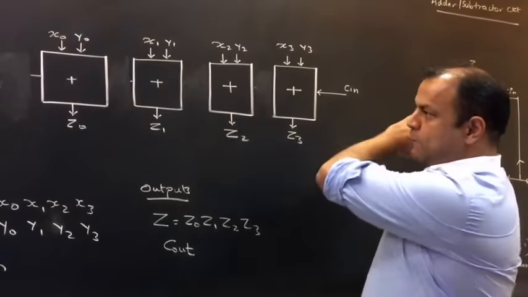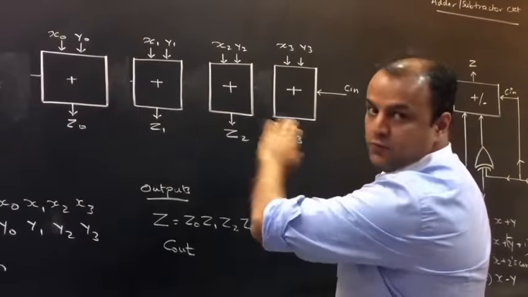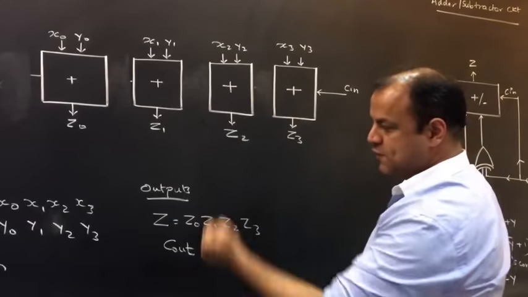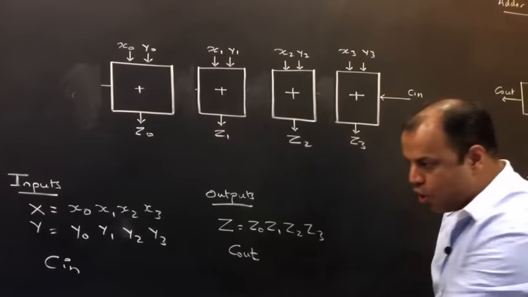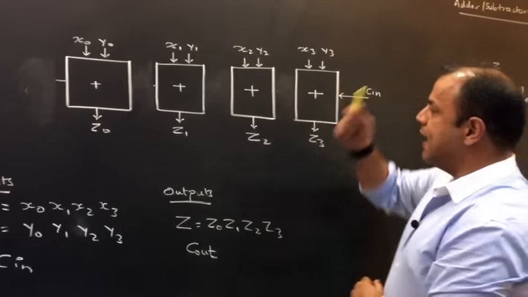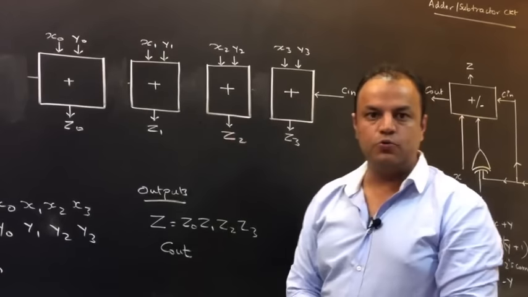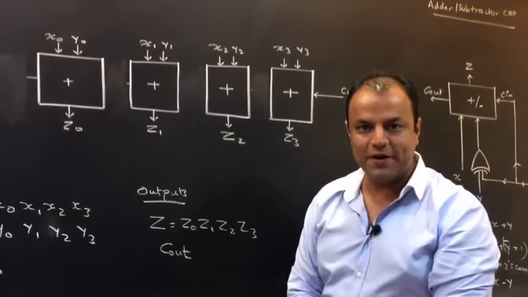Which means, without really doing 1 plus 1 plus 1 plus 1, one-by-one addition, just looking at all the X's and Y's and the original value of C in, I can beforehand predict C2. Please tell me, did you understand? This is called carry prediction.